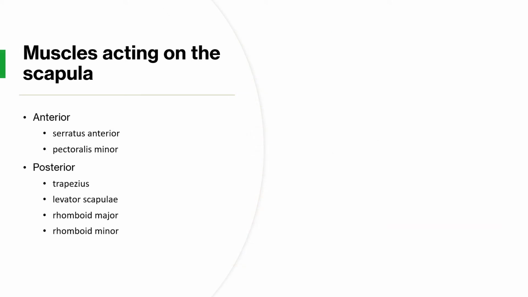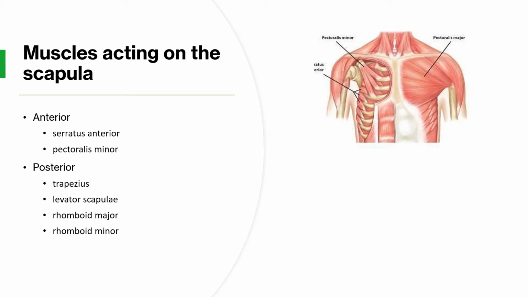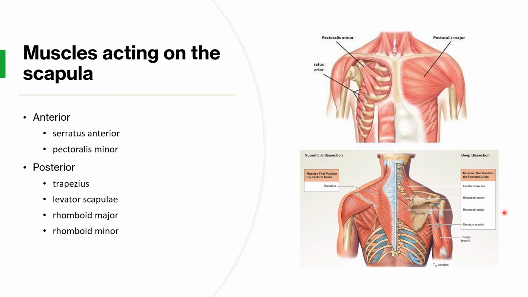Muscles acting on the scapula. We have the anterior muscles and the posterior muscles. Anterior muscles include the serratus anterior, which is here, and the pectoralis minor. Posterior muscles include the trapezius, the levator scapulae, the rhomboid major, and the rhomboid minor.